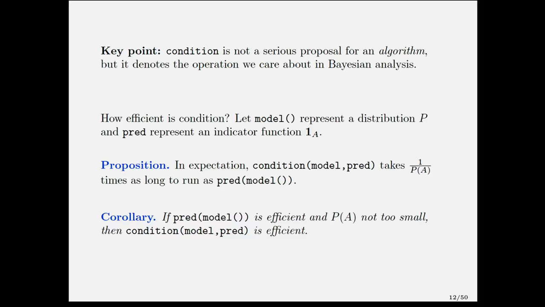So if we let, say, model be a program representing some distribution P, so I'm going to get away from guesser and check, but the model here is a guesser. Then say I have some deterministic predicate for some set A. Then it's elementary to work out that in expectation, the evaluation of conditioning a model on a deterministic predicate is going to take in expectation 1 over the probability of the set A that the predicate is representing times as long as running the predicate itself on the model.